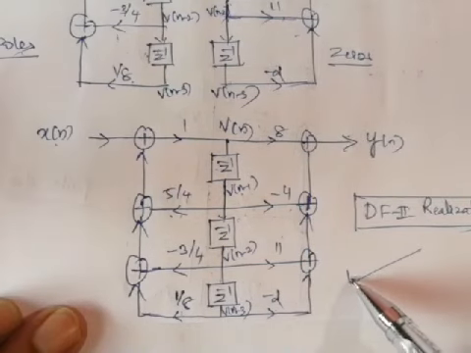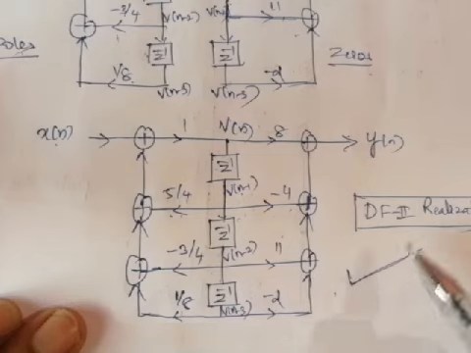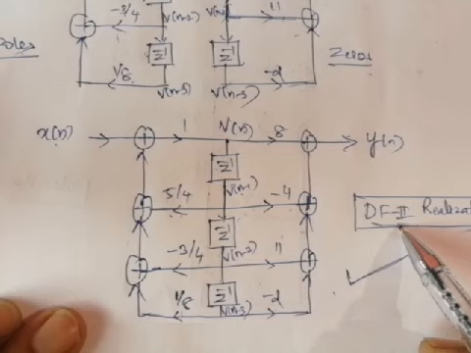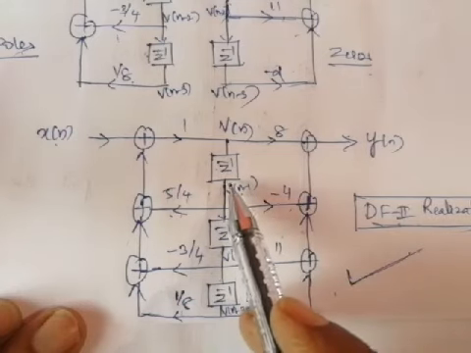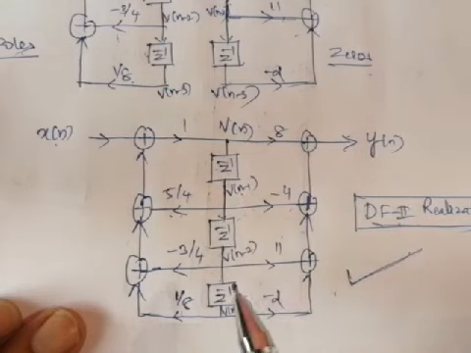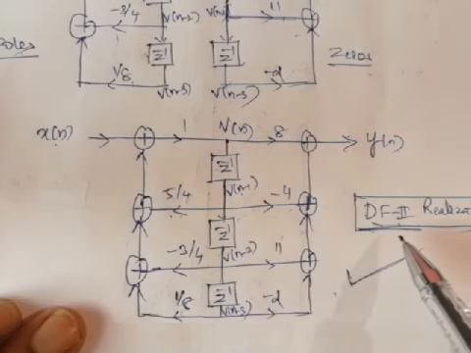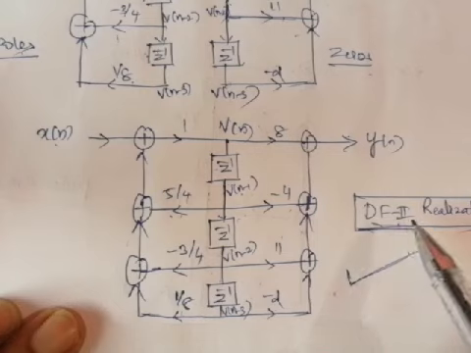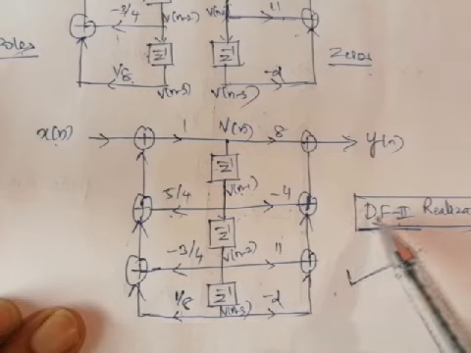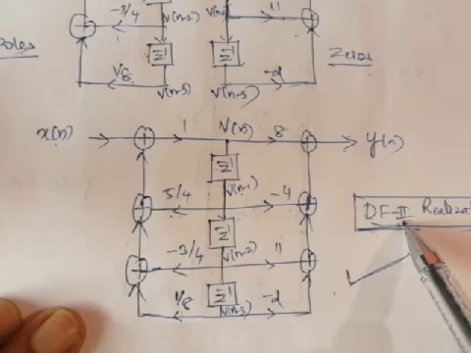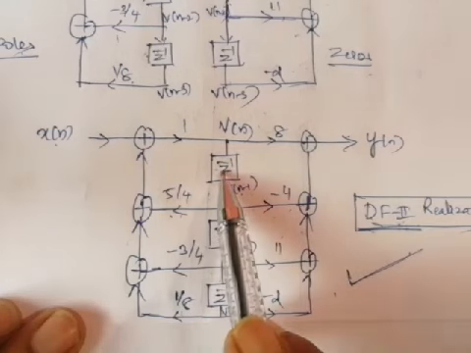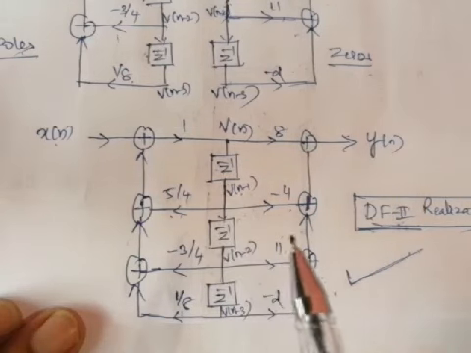Hence, this is the direct form 2 realization. Comparing with direct form 1 realization, direct form 2 realization is very efficient because we take the delay elements common. The number of delay elements used in the direct form 2 realization is very small. Computation becomes very easy. Because of that reason, comparing with DF1, DF2 is very efficient, because the number of delay elements used is very small.